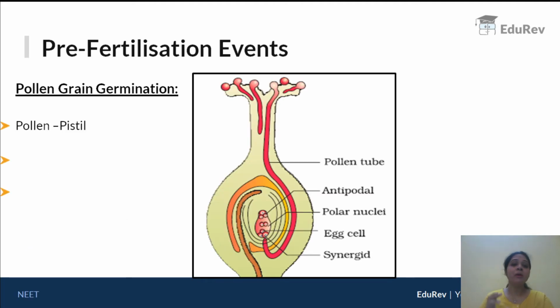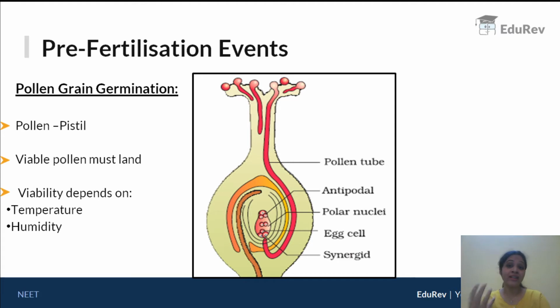So to start off with pollen grain germination, we must understand that the moment pollination takes place, pollen grains have fallen onto the stigma and a pollen pistil interaction begins to occur. However, we must remember for pollen pistil interaction to occur in a proper fashion, the pollen grain falling onto the stigma must be viable pollen grain. And viability of pollen grain is governed by two factors, those being temperature and the relative humidity of the area. So we need to remember these 2 points. Now, these 2 points are very important with regards to your NEET exam.